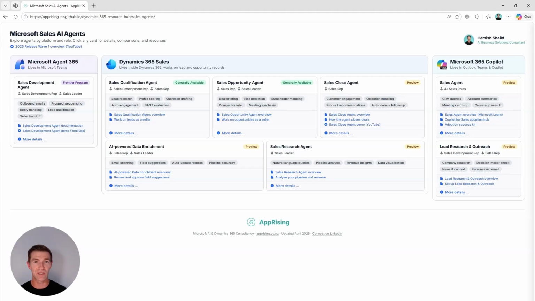When you're comparing these agents, the key question is not what the agent does, but where it runs and then how much autonomy it has. This is usually the deciding factor between the 8 of these.